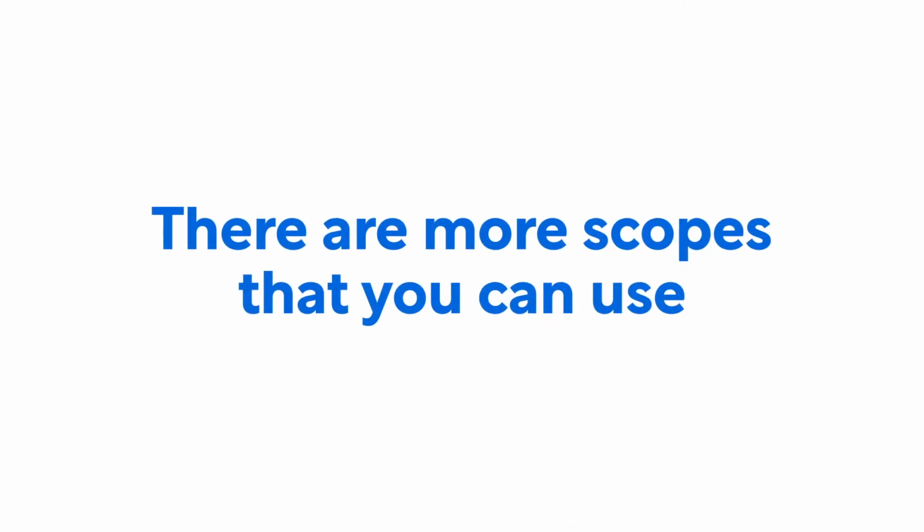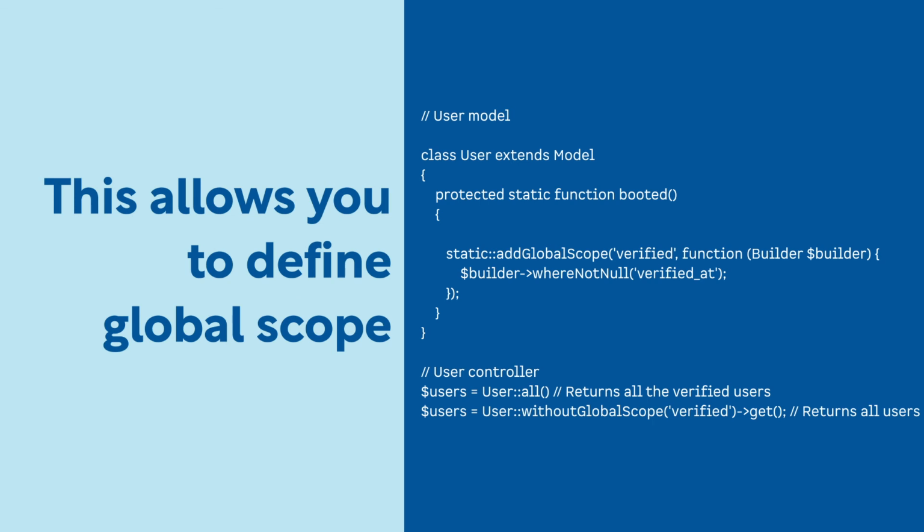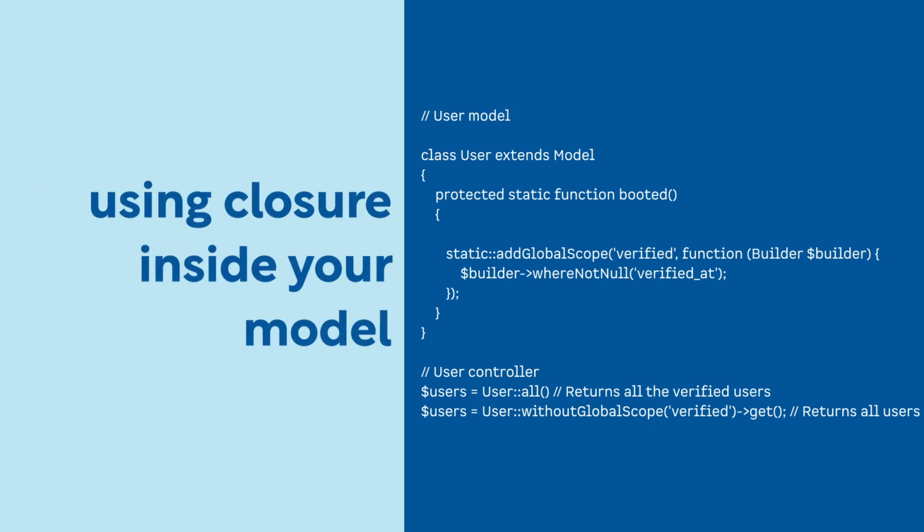Bonus scopes. There are more scopes that you can use. Like anonymous global scope. This allows you to define global scope using closure inside your model.